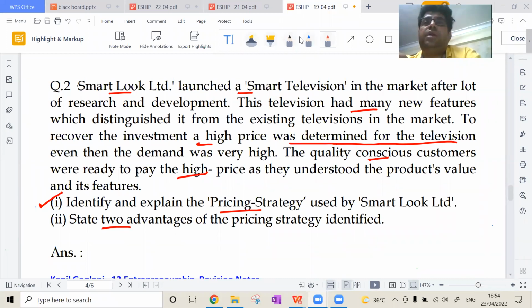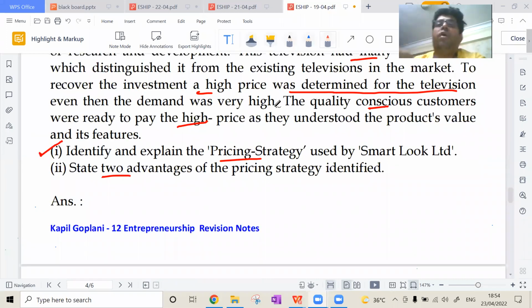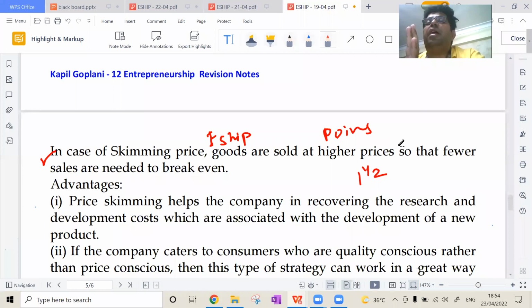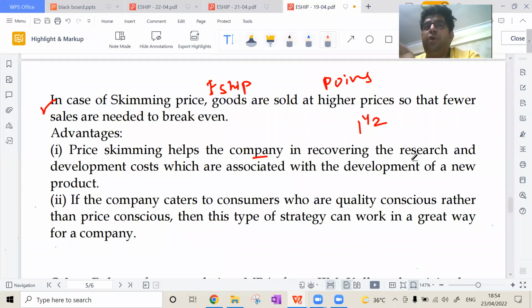Okay. So here it is skimming strategy, and see what the language is. I will be showing your toppers' copy also at the end. But always in each shift you have to mark the question. Always you have to answer the 3-mark question. So 1.5 was for the identification, and 1.5 was for the advantage. And the second advantage: they will pay and they will purchase that product.